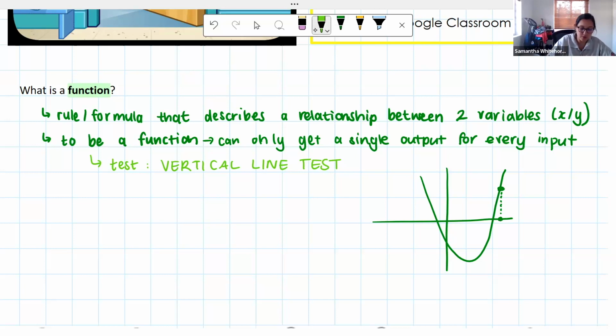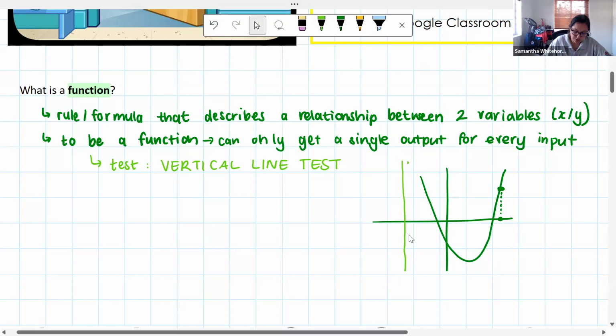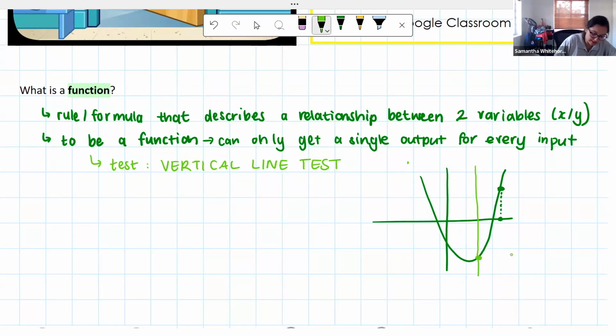But if I wanted to test whether or not it's a function, what I would do is take my ruler, place it vertically along my function. And essentially what the vertical line test is, if you move this vertical line, it should only ever cut the graph once. So you can see no matter where I put this line, no matter where I move this line, it is only ever cutting my graph once. And that is essentially what the vertical line test does. It should only cut your graph once in order for your graph to be a function.